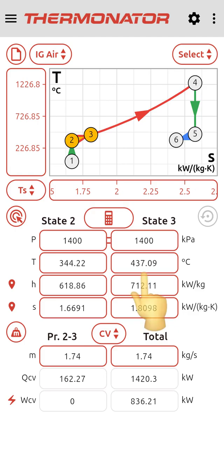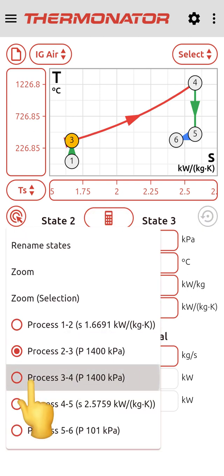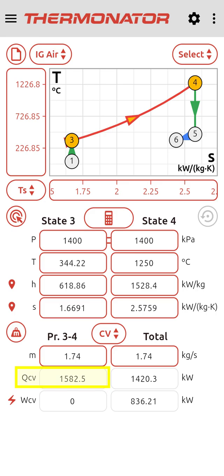We eliminate the regenerative heat exchanger by calculating the outlet with the same pressure and temperature as the inlet. We select process 3-4, that is, combustion. We see that the heat consumed has increased to 1582 kilowatts, and the work output of the cycle remains the same. That is, the regenerative heat exchanger heats the air to reduce the heat consumed in combustion.